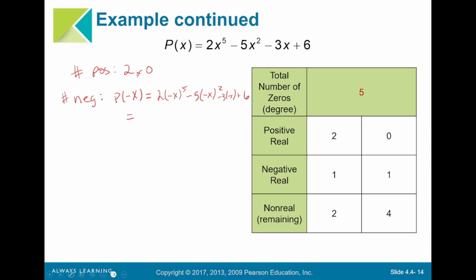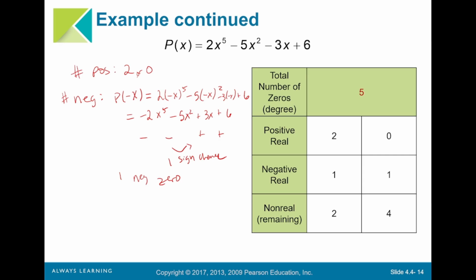I want to remind you that when we take 2 times negative x to the fifth, the negative persists, so we get negative 2x to the fifth. It's an odd exponent, so the negative stays. Minus 5x squared. In this next case, the negative gets squared away. That's an even exponent, so it's gone. Now we have a plus 3x and a plus 6. Notice I combined the double negatives on the plus 3x. So now we have a minus, a plus, and a plus, which means we have one sign change. So we can only have one negative zero for our polynomial.